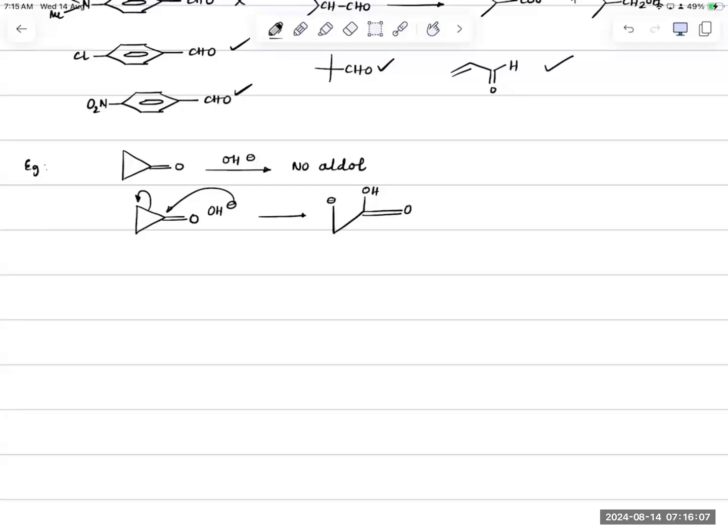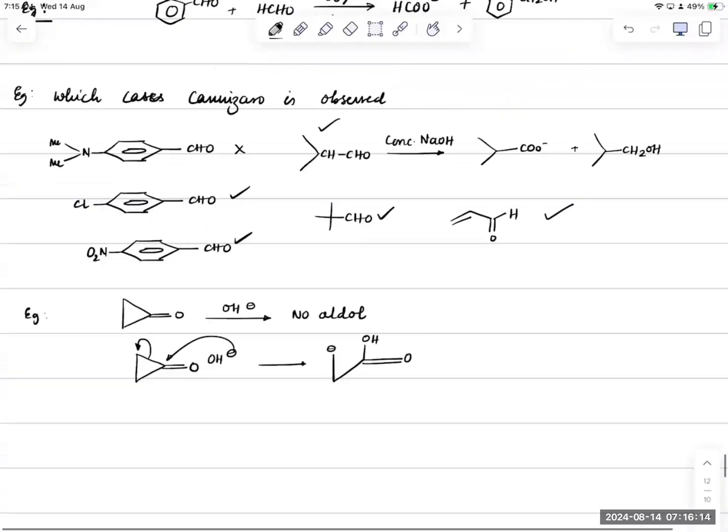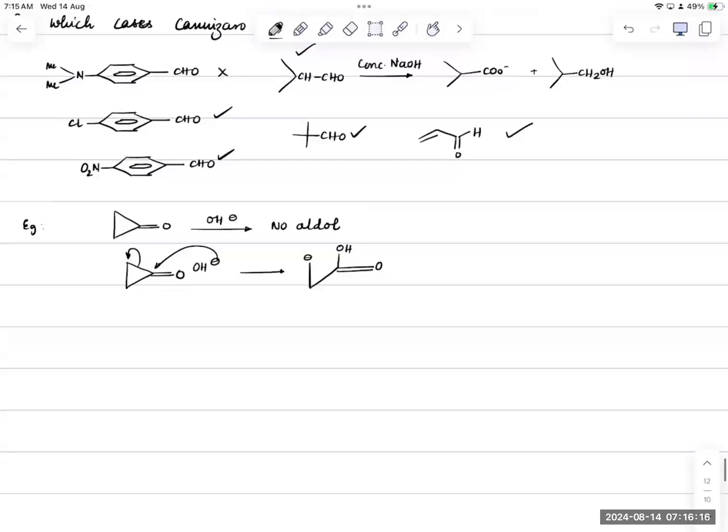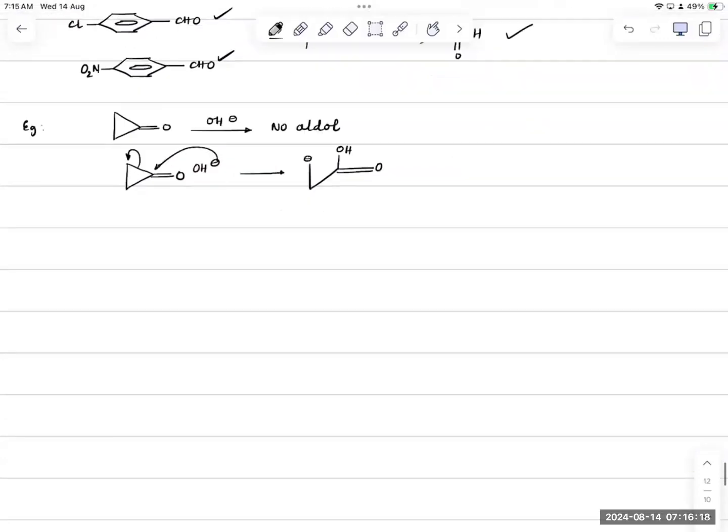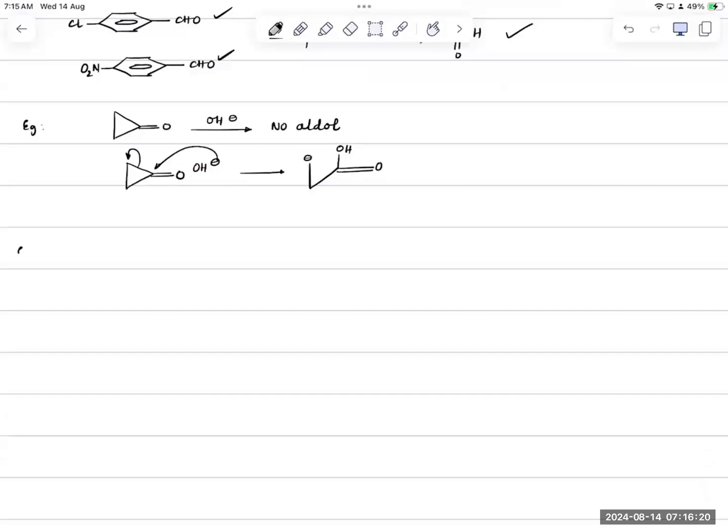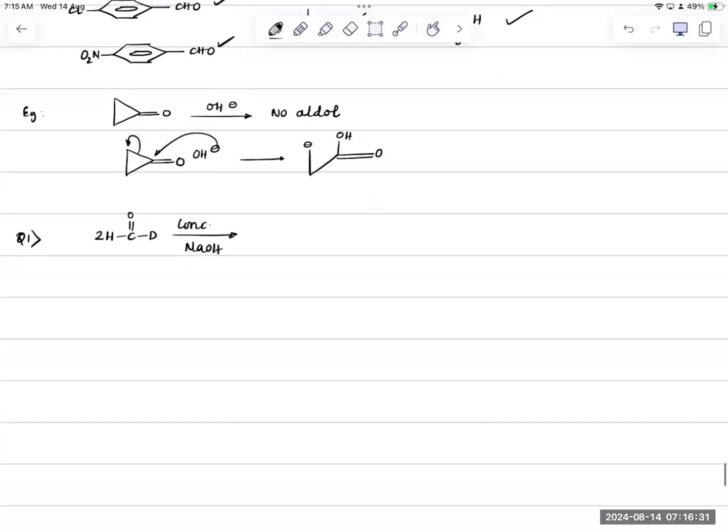So I hope all of you got an idea. Now, I'll give you some cases. I want you to write down the products in the Cannizzaro case first. Example 1, 2 moles of HC double bond OD if you treat with concentrated NaOH. Write the products, okay? Everybody practice this. HC double bond OH when you treat with NaOD.